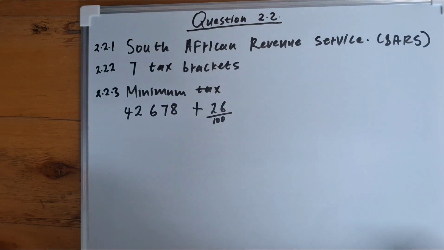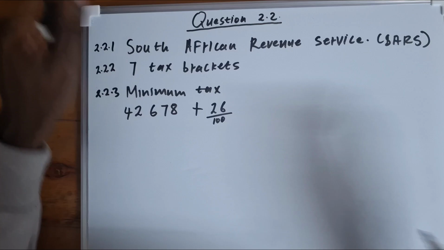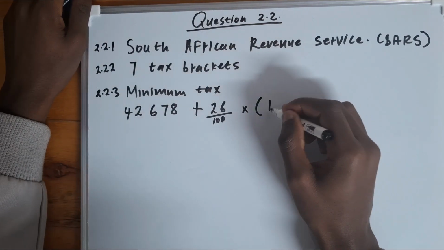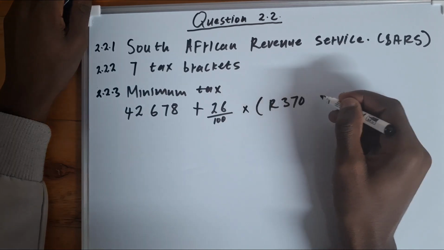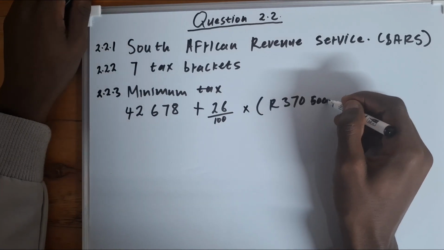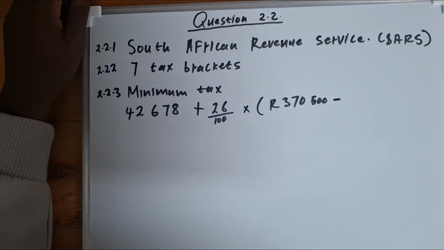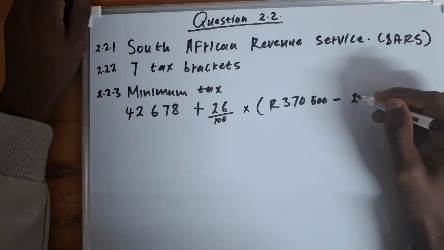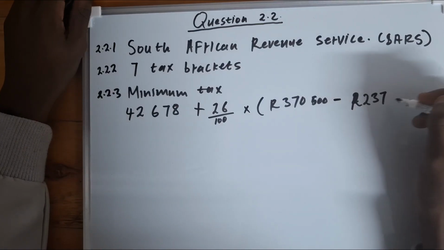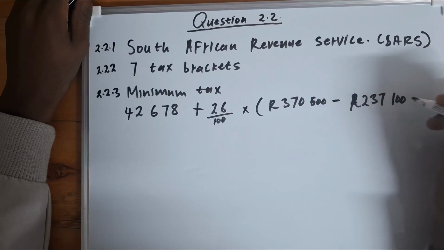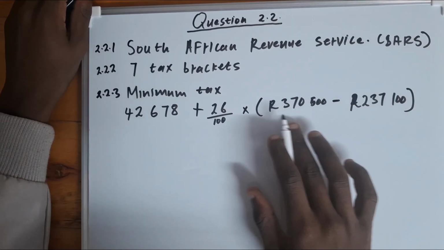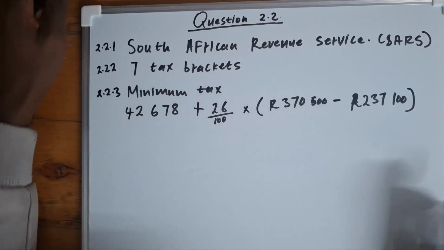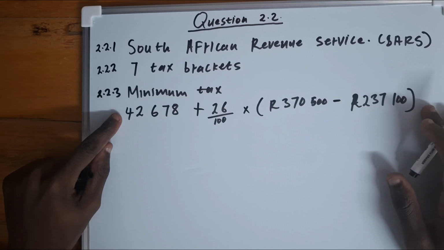second tax bracket, which are, you just multiply by those amounts, which is 370,500 minus 237,100. So these are the amounts that you find in the taxable income of the second tax bracket. So whenever you are like this, you are close to getting your marks.